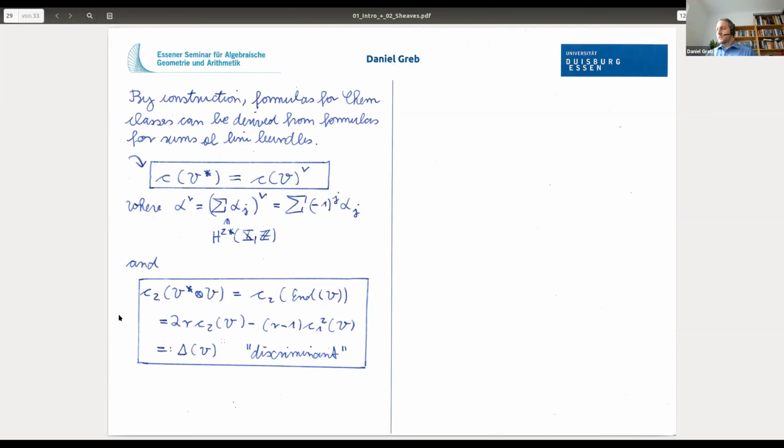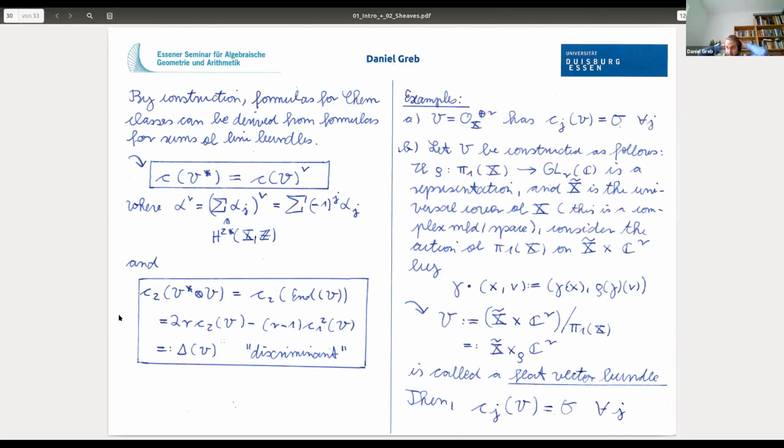Okay, so let's do this in a couple of examples. So the trivial vector bundle has trivial Chern classes because it's a direct sum of trivial vector bundles. Having trivial Chern classes is a property enjoyed also by another class of vector bundles, which are constructed as follows. So let rho be a representation of the fundamental group of X. Yeah, then I can produce a vector bundle on X as follows.